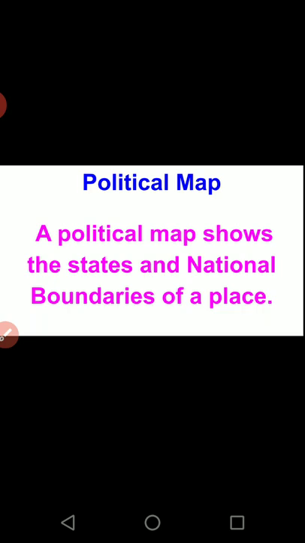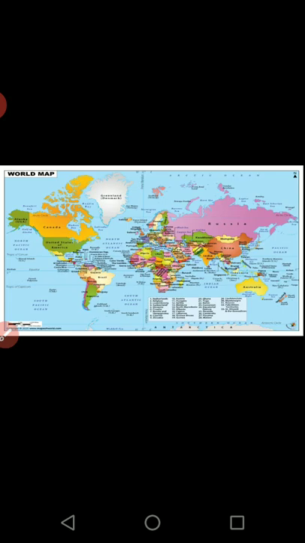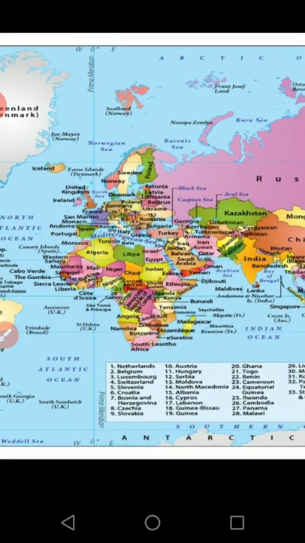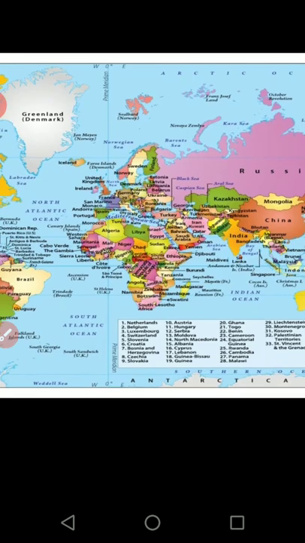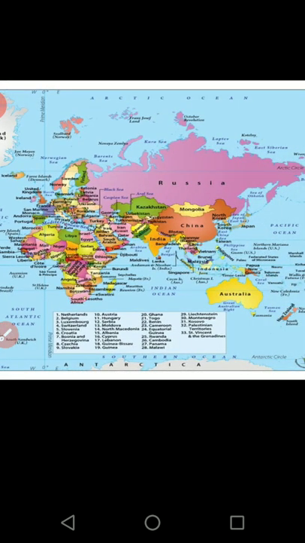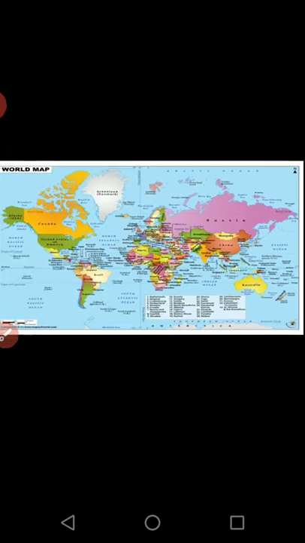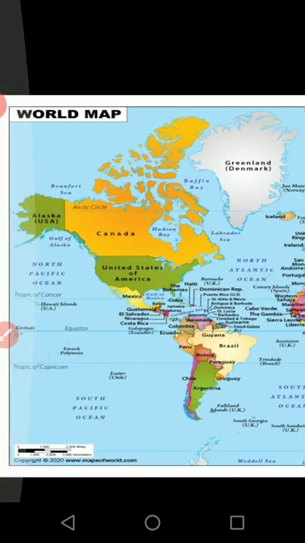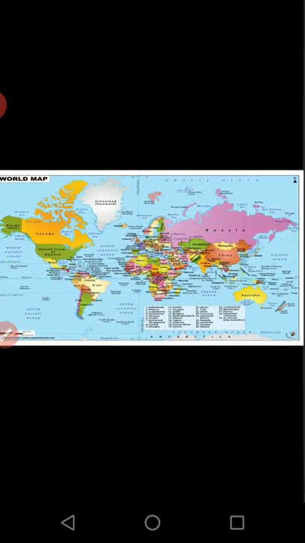Now the political map. Political map is showing the states and the national boundaries of a place. Like this is a world map. In this all the country boundaries are made actually. And in this you will see Russia is a very big country actually. Such a huge country. You can see China, we can see India, Australia. So all countries are made here with their boundaries. Here you can see Canada is there, USA is there. So this is called a political map.